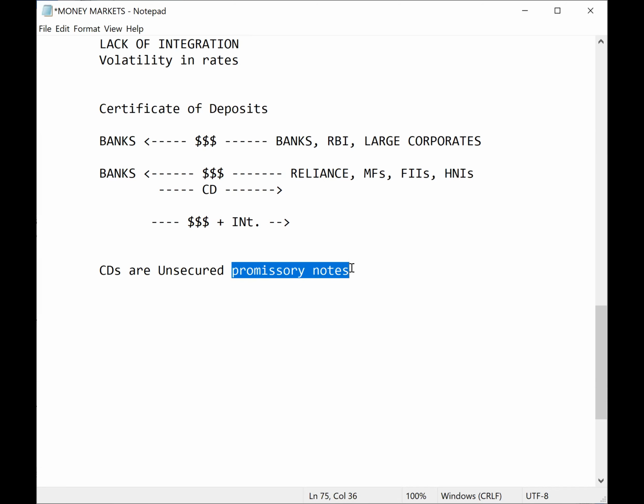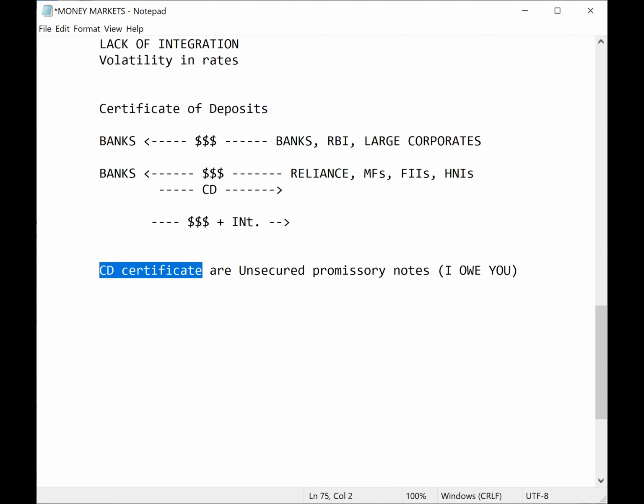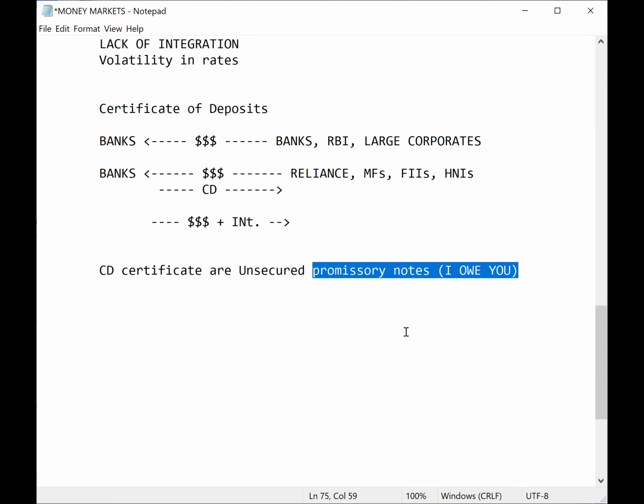So what is a promissory note? It's like the bank is saying, I owe you. Okay? So whoever is holding this CD certificate, whenever the maturity of that CD certificate comes, the person holding the CD certificate at that time can go to the bank and ask for the money. The bank has to pay it because it's a promissory note. The bank is saying, I owe you this much amount and I'll pay you on this date.